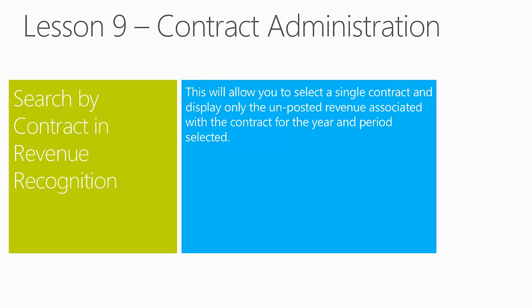Lesson 9, also under Contract Administration, Search by Contract and Revenue Recognition. This will allow you to select a single contract and display only the unposted revenue associated with that contract for the year and period selected. I'll show you what this looks like in Contract Administration.